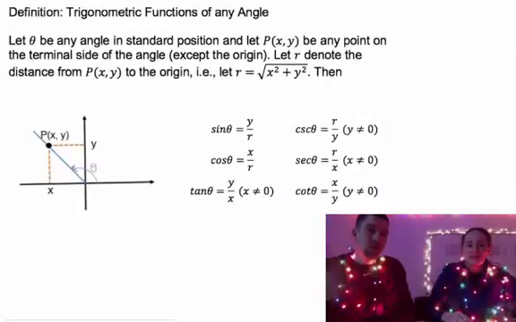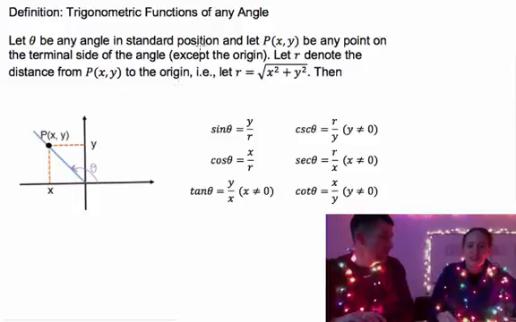Okay, good talk. Hey, more trig function stuff, festive winter light version. Let theta be any angle in standard position and let P of x, y be any point on the terminal side of the angle except the origin. So not 0, 0, but any other point. We can let R denote the distance from P of x, y to the origin. So R is kind of like a radius if we drew a circle. That's why they call it R.